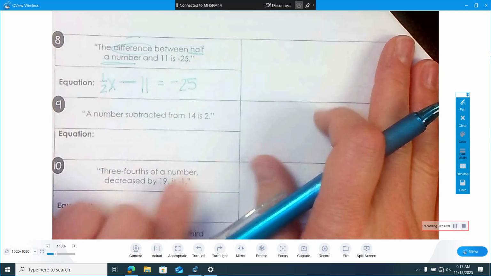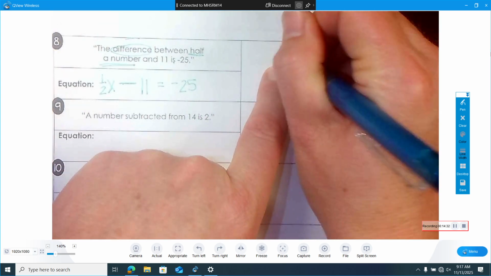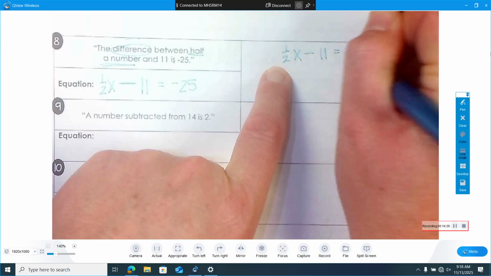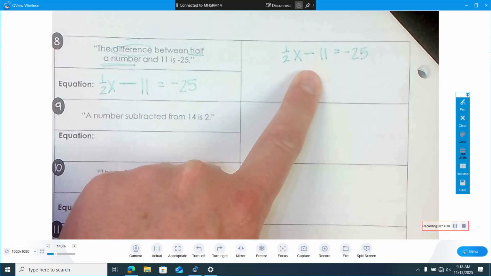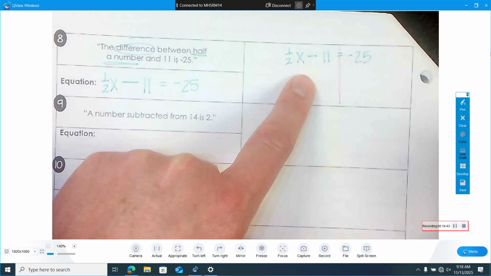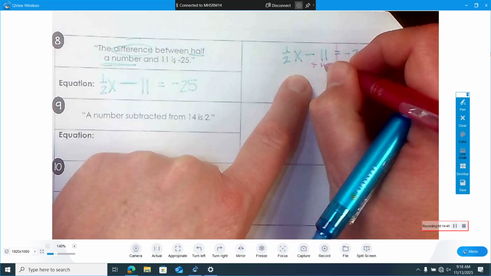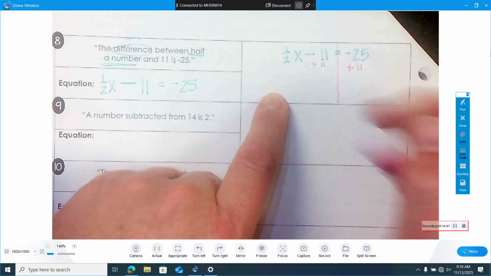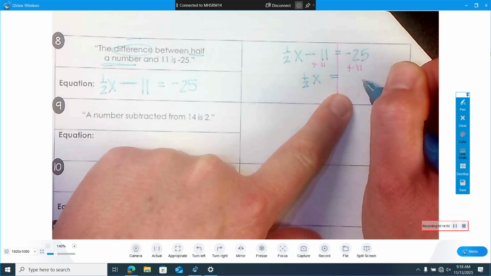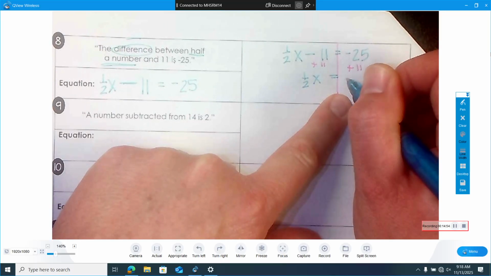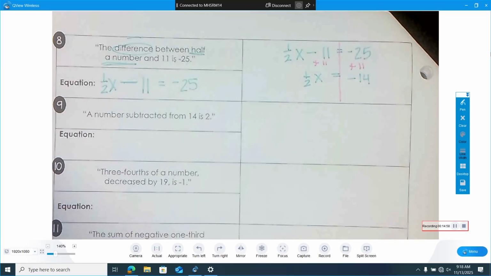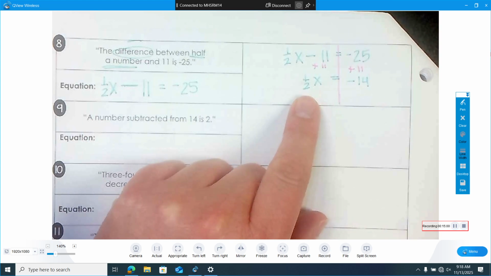Do we need to solve this together, or can you do that? Let's solve this one, because this is a little different. I'll go faster, though. So 1/2 x minus 11 equals -25. Go ahead and solve. What are we going to do first? Add 11. So I get 1/2 times x equals -14. Okay, how do we get rid of the half?